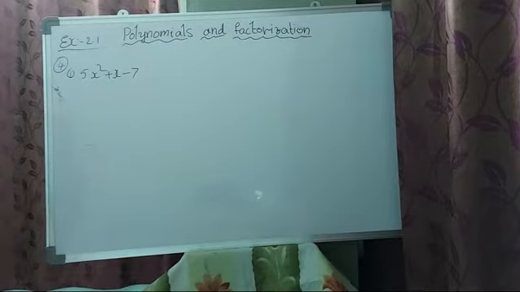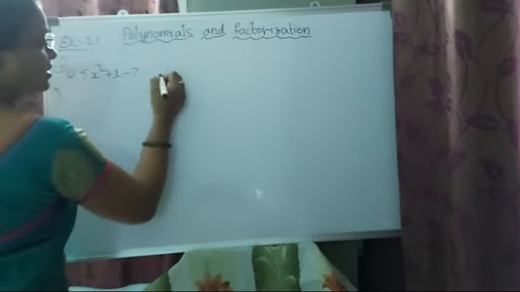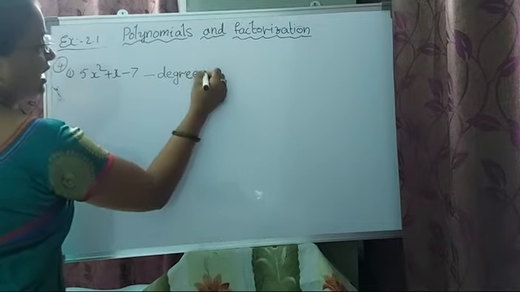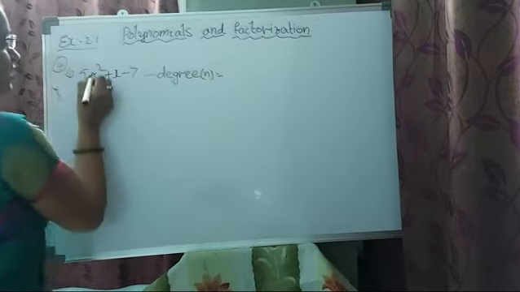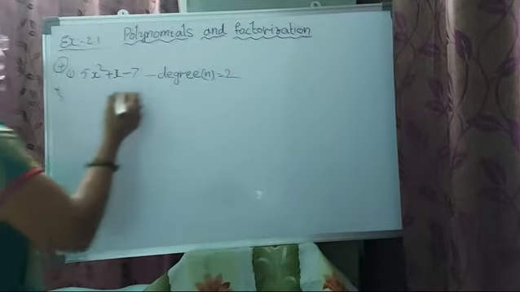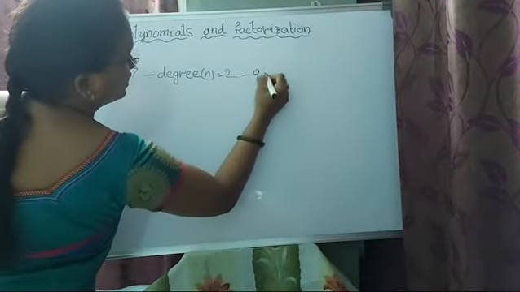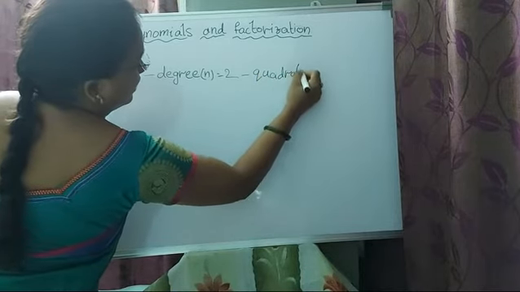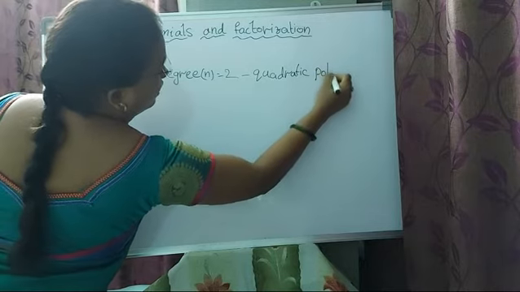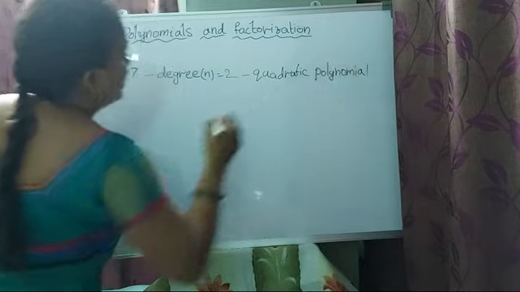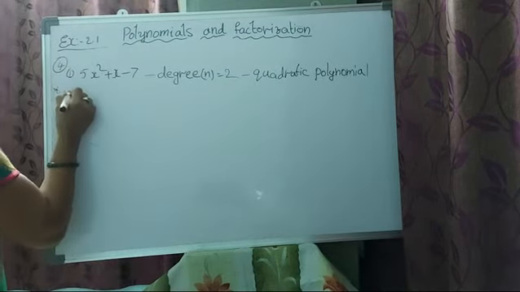What is the degree? Degree is denoted with n. The degree is 2. If the degree is 2, what is this polynomial? It is a quadratic polynomial. See the second one.